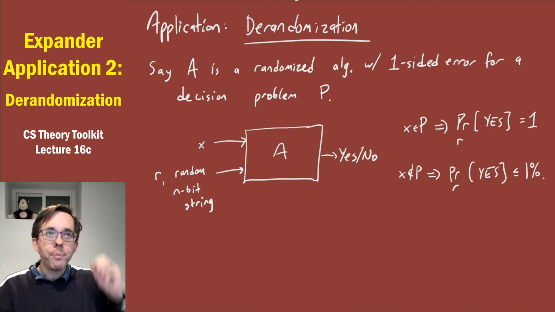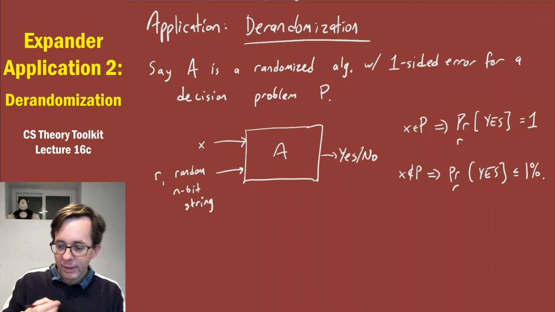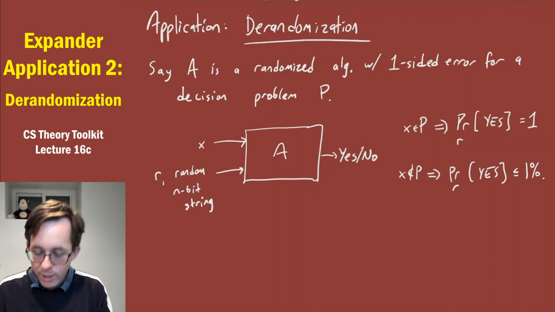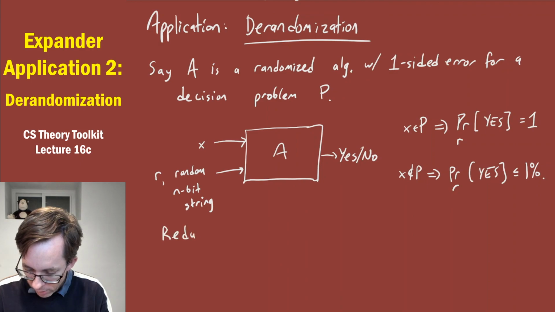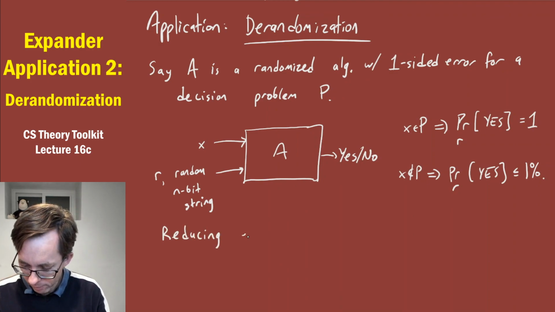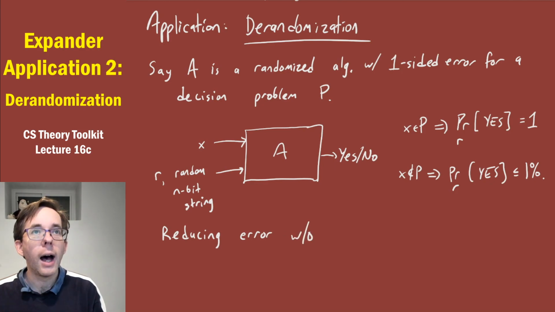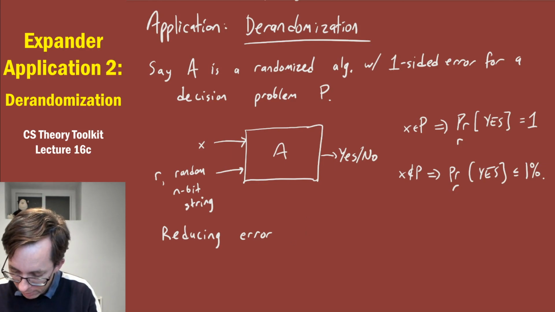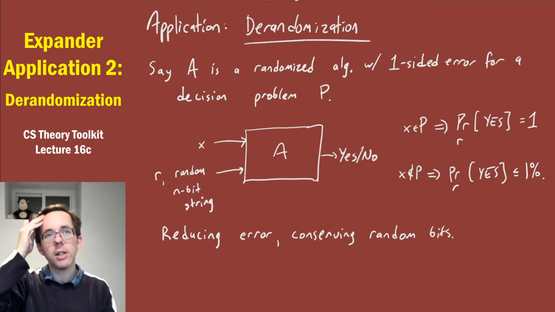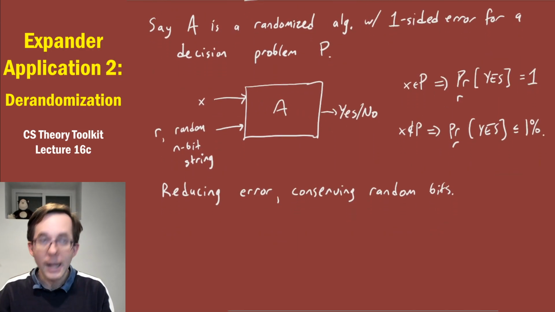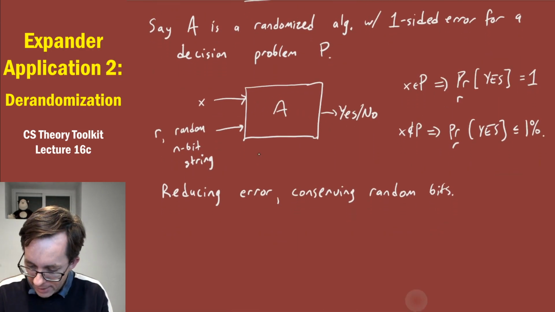What we want to imagine for this little derandomization magic trick is that we want to reduce this error without using any more random bits, or, let's say, conserving random bits. We'll imagine that randomness is super precious, so we really want to use very few random bits, but we want to decrease the error. Let's also say that A is an algorithm that takes time t.